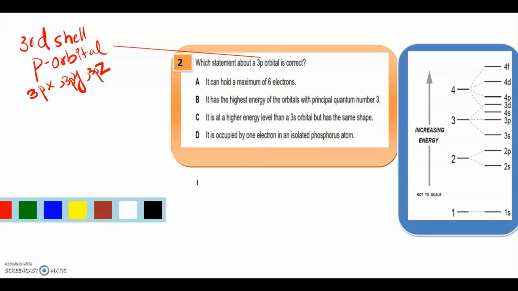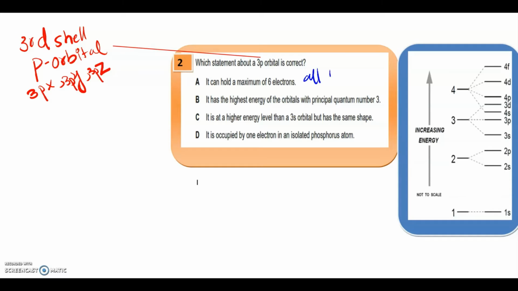Now we need to verify the statements. Number 1, it can hold a maximum of 6 electrons. It's a generalized statement. It is correct for all p orbitals, second shell, third shell, fourth shell p orbitals can hold a maximum of 6 electrons. So it is incorrect because they are talking about the third shell, specific to the third shell.